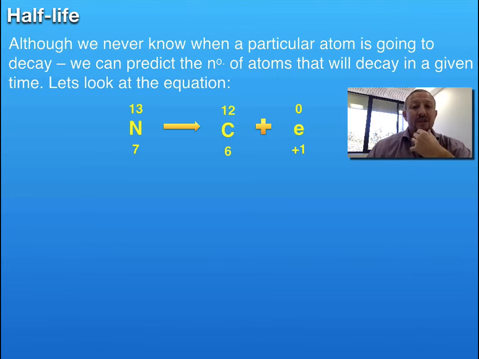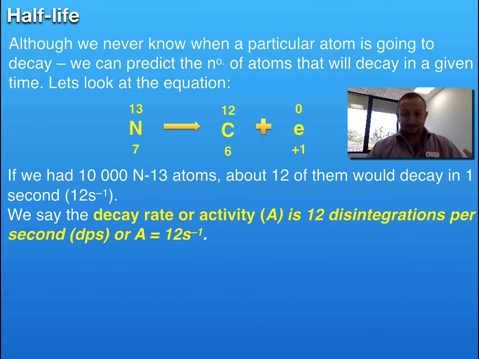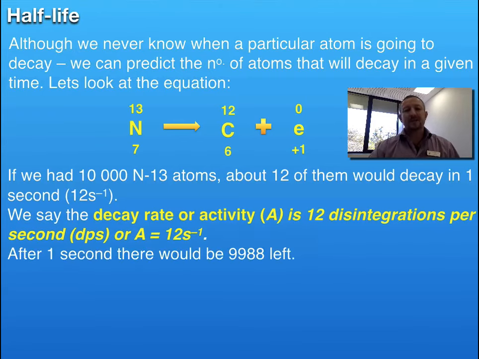We've got nitrogen 13 breaking down into carbon 12, liberating a positron. Now if we had 10,000 nitrogen 13 atoms, we would expect around 12 of them to decay within 1 second. This is just an arbitrary number, but it means we've got a disintegration rate or decay rate of 12 atoms every second. So hopefully that makes sense. The activity is 12 s^-1, so we're losing 12 atoms every single second.